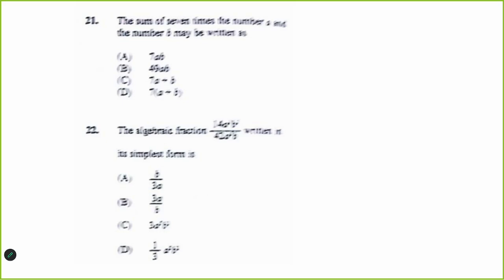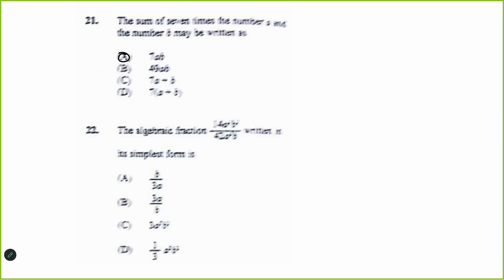I'll have to squint a little bit, but it says the sum of 7 numbers, 7 times the number a and b may be written as 7 times a times b, which would be 7ab. This is a repeated question.